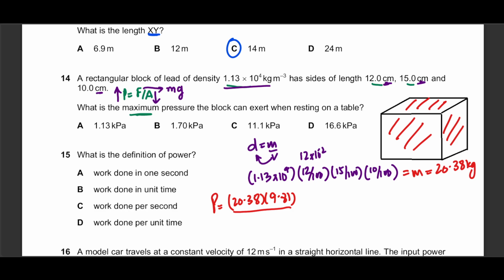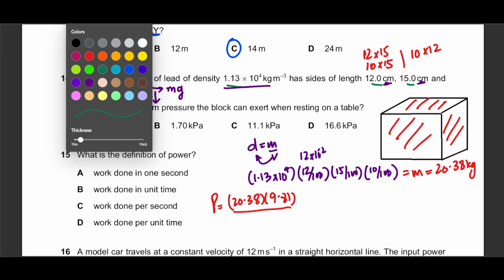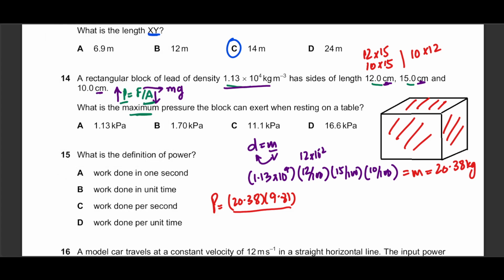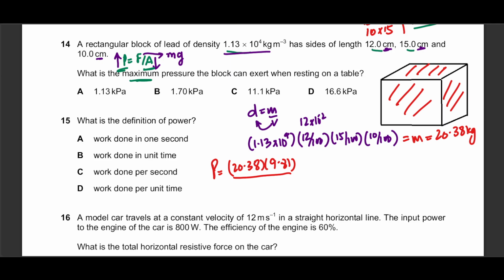So how many areas or choices do I have? I have 12 multiplied by 15, I have 10 multiplied by 15, and I have 10 multiplied by 12. Since I'm looking for the smallest area for the maximum pressure, I will be going with 10 multiplied by 12, as this will give me the smallest cross-sectional area.